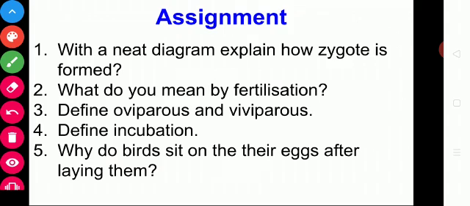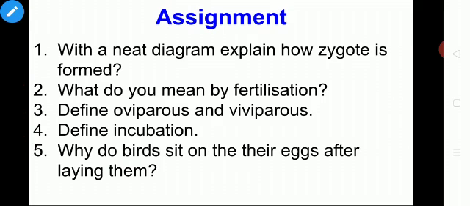Children, hope you understand today's topic. This is your assignment. With a neat diagram, explain how zygote is formed. What do you mean by fertilization? Define oviparous and viviparous. Define incubation. Why do birds sit on their eggs after laying them?